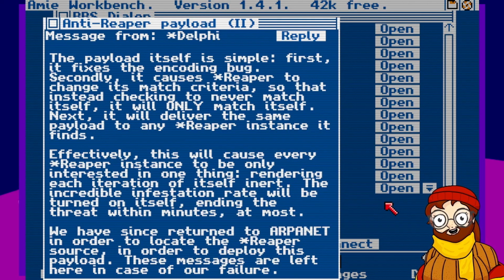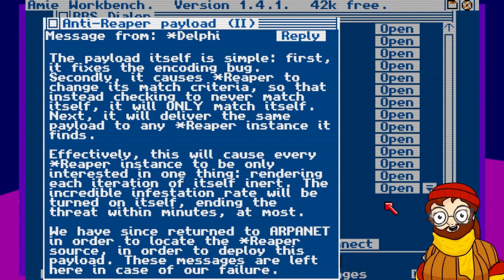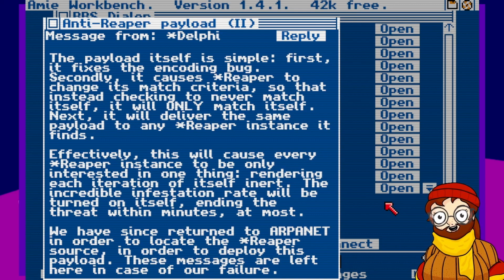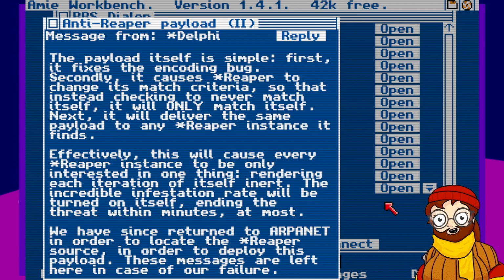The payload itself is simple. First, it fixes the encoding bug. Second, it causes Reaper to change its match criteria, so that instead of checking to never match itself, it will only match itself. Next, it will deliver the same payload to any Reaper instance it finds. Effectively, this will cause every Reaper instance to be only interested in one thing, rendering each iteration of itself inert. The incredible infestation rate will be turned on itself, ending the threat within minutes at most.